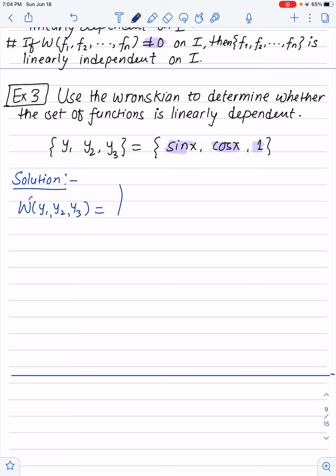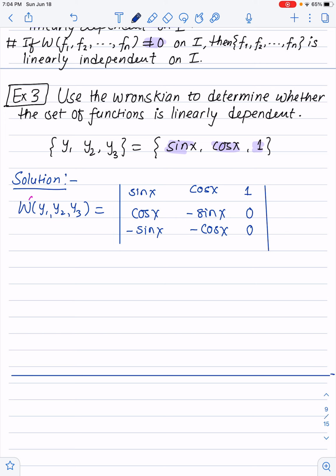Okay, so the determinant of sine x. Just write down whatever the functions are in a row and then find the derivative. The derivative of sine x is cosine x, the derivative of cosine x is negative sine x, and the derivative of 1 is 0. Because there are three functions, we should have 3 rows, so it should be an n by n determinant. Now let's differentiate again: the derivative of cosine x is negative sine x, the derivative of sine x is cosine x, so it already has that negative sign, and the derivative of 0 is 0.